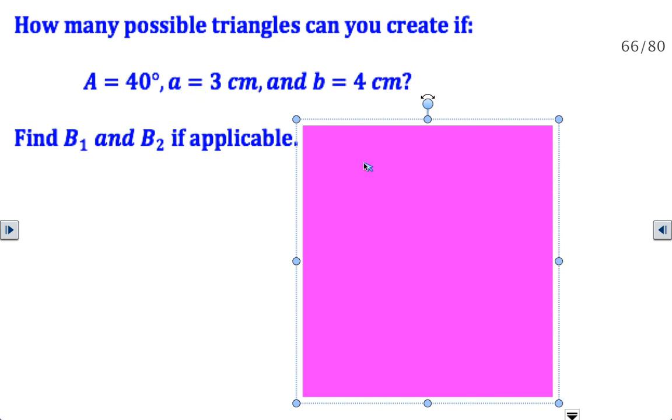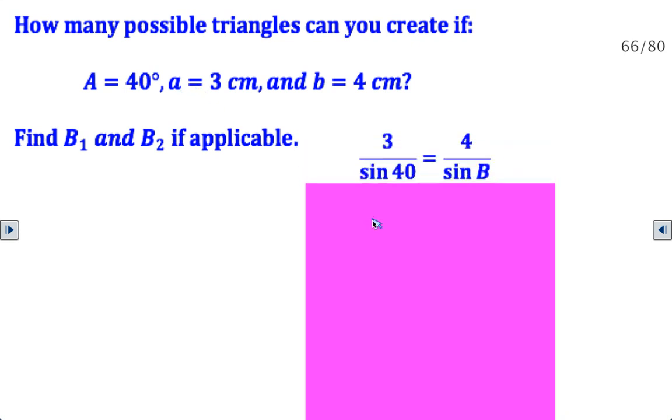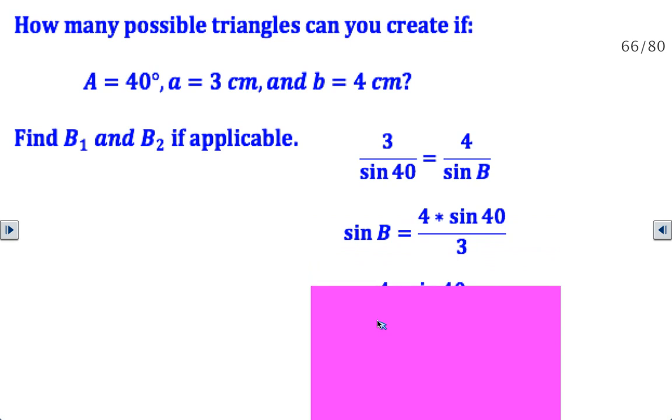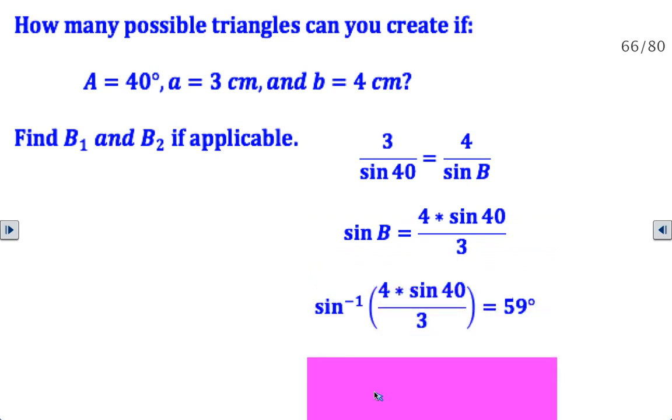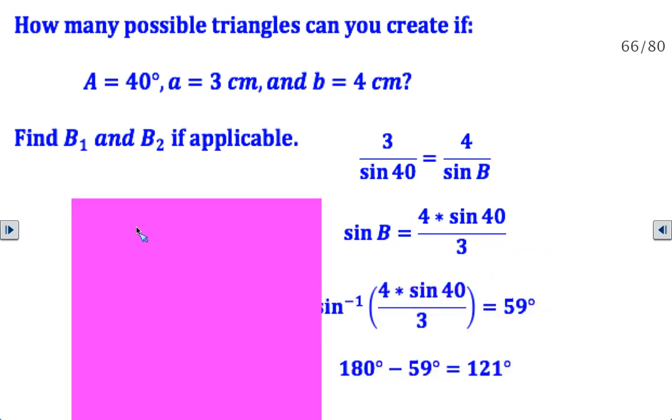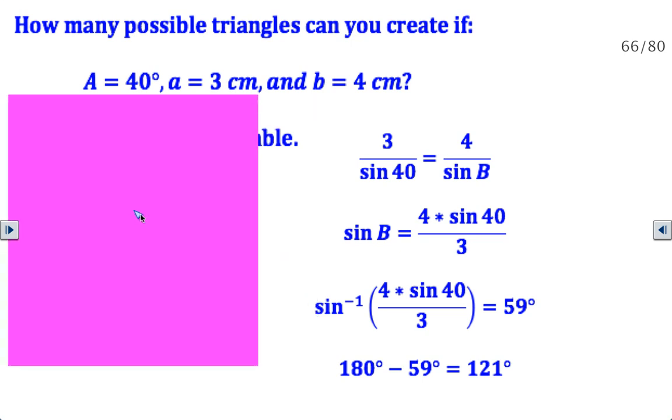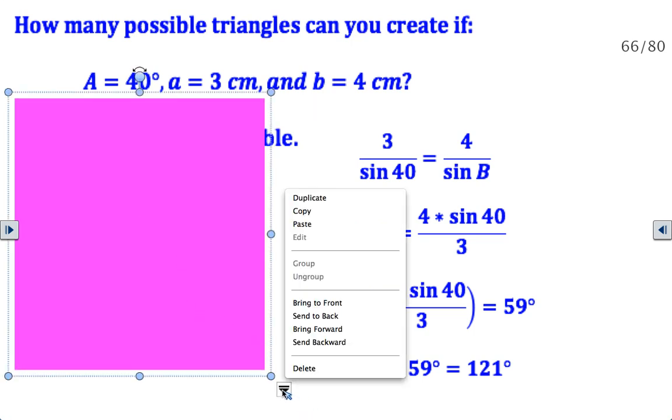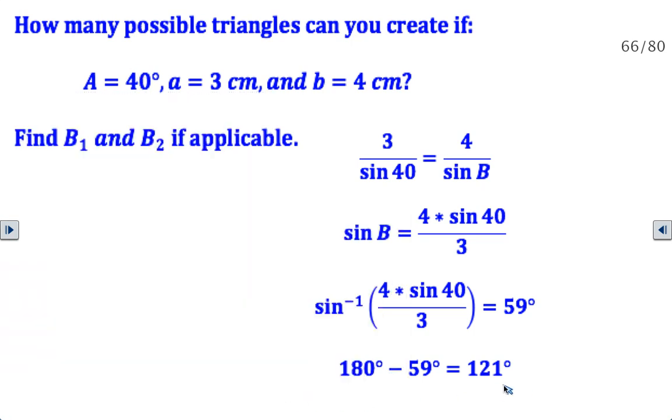In this case, same process, set it all up, cross multiply and divide, do the inverse, you get 90 degrees. Find your other angle, you get 121, and then check and verify. Let's see, 121 plus 40 gives you 161, so that triangle will work. So in this case, you have two different triangles.